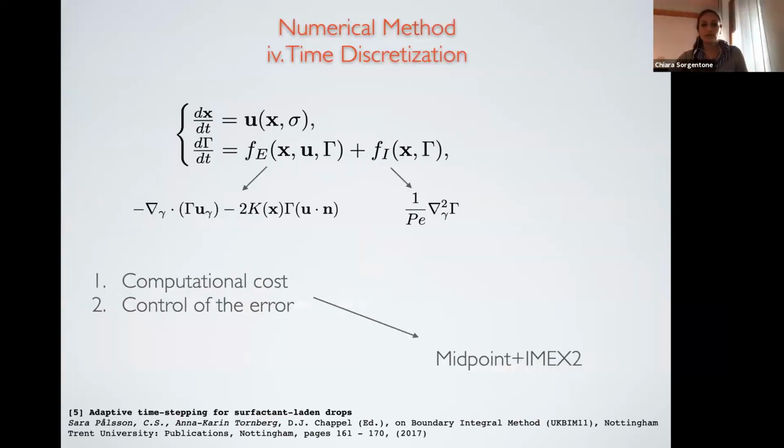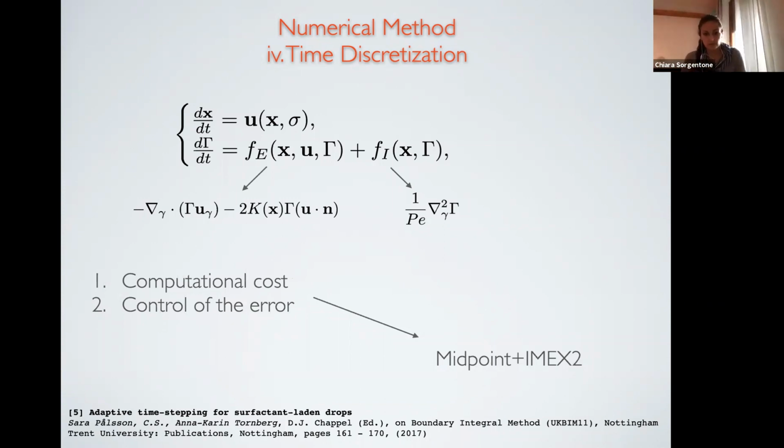Okay, so now a few words on the time discretization. Together with Sarah Paulson at KTH, who was working on drops, but in 2D, we studied a combination of midpoint for Stokes and an implicit-explicit Runge-Kutta for the convection-diffusion equation, so for gamma. Why? Because as I said, gamma has a convective term and a diffusive term, and they need different treatment. Of course, the convective term wants to be treated explicitly and the diffusive term implicitly.